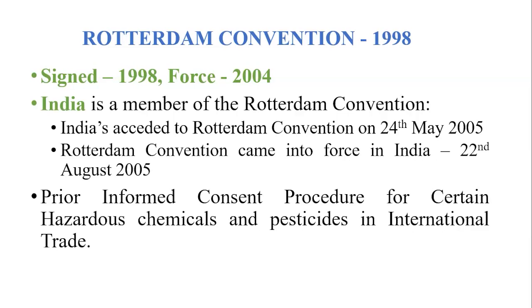One of the important key points with regard to the Rotterdam Convention of 1998 is that it included a document called the Prior Informed Consent Procedure for certain hazardous chemicals and pesticides in international trade. So there is a procedure to be followed for certain hazardous chemicals and pesticides during international trade, which was included in the Rotterdam Convention as prior informed consent.